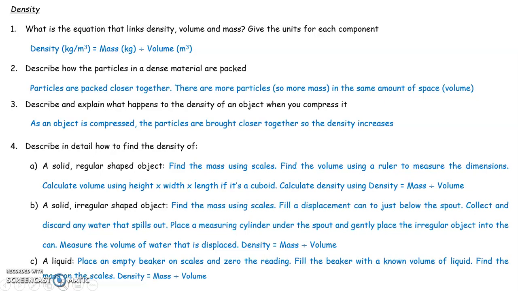And for a liquid, in this case, you'd place an empty beaker or an empty measuring cylinder on some scales, and then you'd zero the scales. So you tare the scales. What that does is it almost ignores the fact that there's a beaker there. Then, once the scales read 0 with the beaker on it, you fill the beaker with a known volume of liquid. Because you've got the volume of the liquid, that's your volume. And as you're pouring the liquid into the beaker, the mass on the scales is actually showing the mass of the liquid. So density equals mass divided by volume.